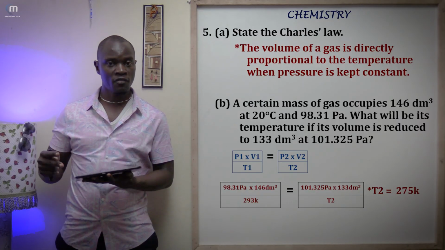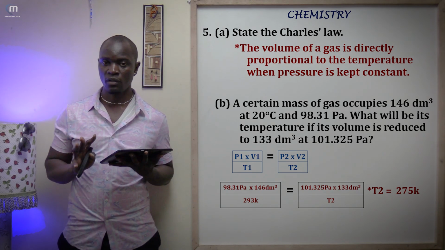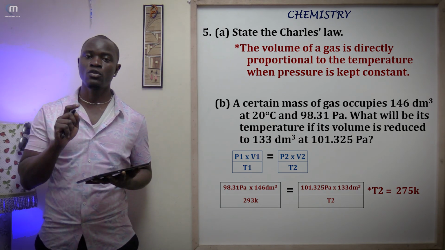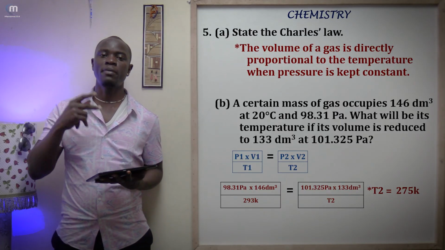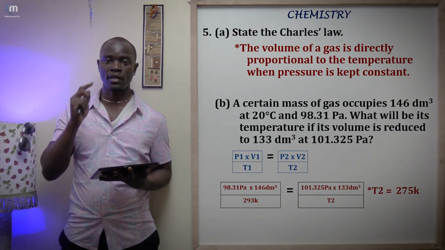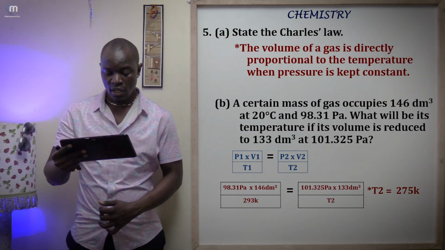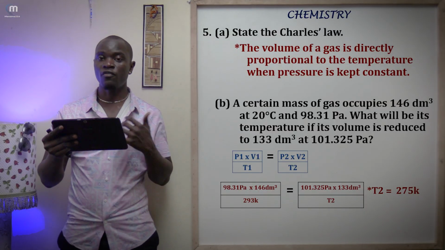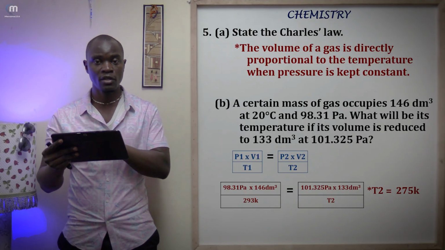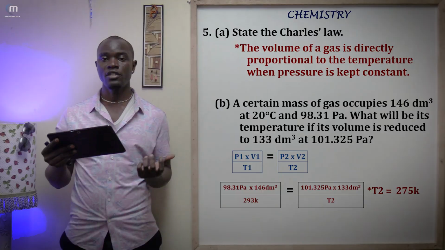So for this question, you see, part A of the question was asking Charles' law. Now, part B is asking something different. Here we can't apply Charles' law in part B. A student who is not careful is just going to apply Charles' law here, but you're going to get it wrong. The reason why we are not dealing with Charles' law in this case is because, as you can see in the question, we have been given volume 1, which is 146 dm cubed. Temperature 1 we have been given as 20 degrees Celsius.